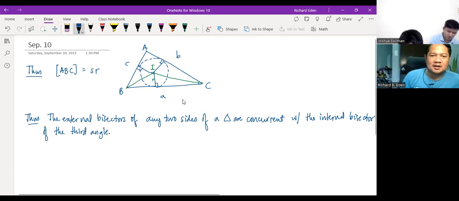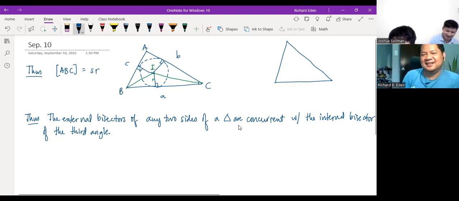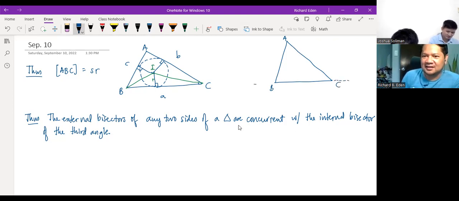Okay, so gagamitin ko yung space dito sa upper right. So we have a triangle. Meron daw pang free real estate, so dapat it must be claimed. So ito, A, B, and then C. So if you extend B, C, so external bisectors at B and C would be these.